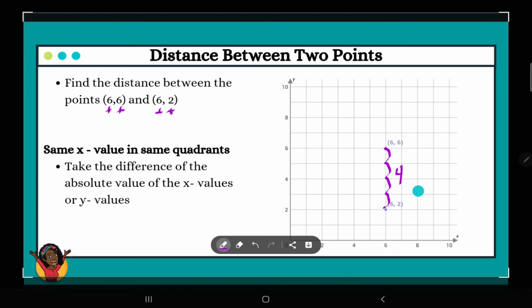In quadrant 2, our x is negative, whereas our y is positive. Quadrant 3, both of them are negative. Quadrant 4, x is positive and the y is negative.